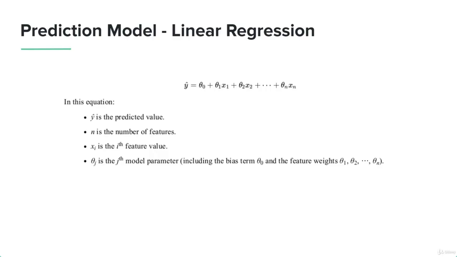So in this equation, the notation can be represented as follows. y hat, the upper arrow on the y, we call it y hat, is the predicted value, n is the number of features, xi is the ith feature value, and theta j is the jth model parameter. Another name for these thetas is model parameters, or also weights. These feature weights or model parameters need to be optimized. That's why their multiplication with the x features is necessary.